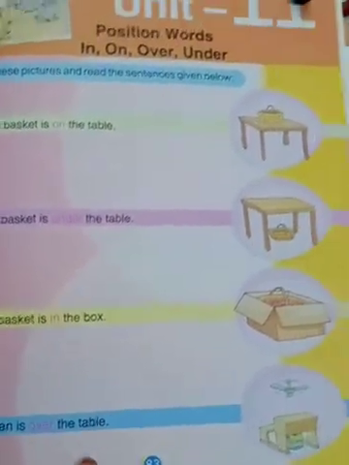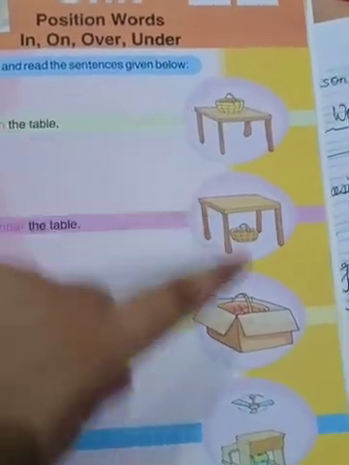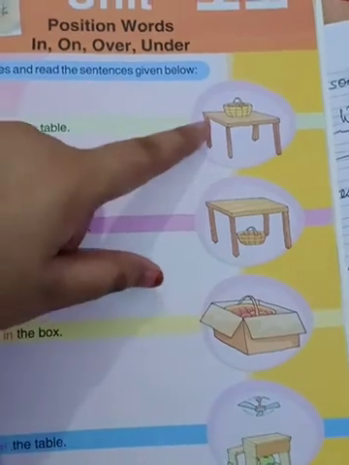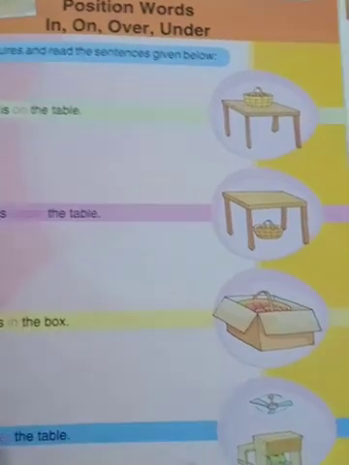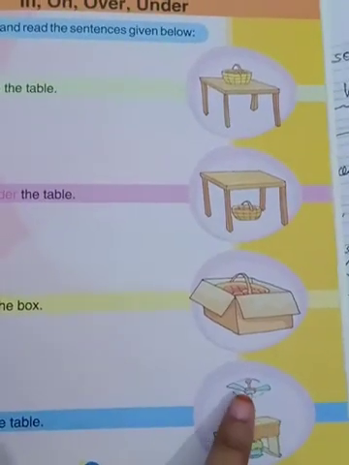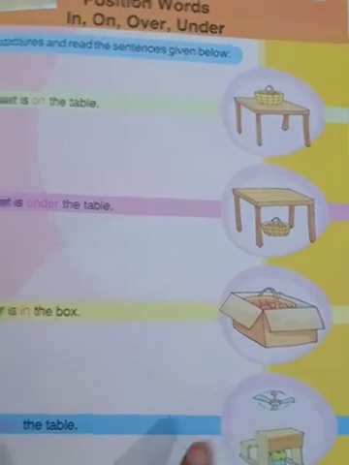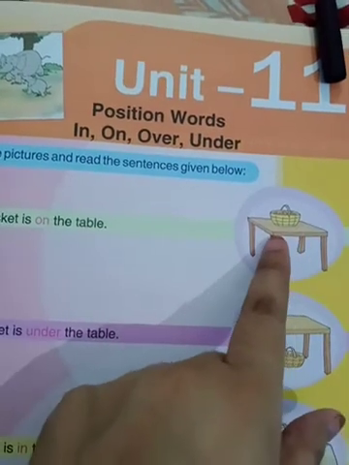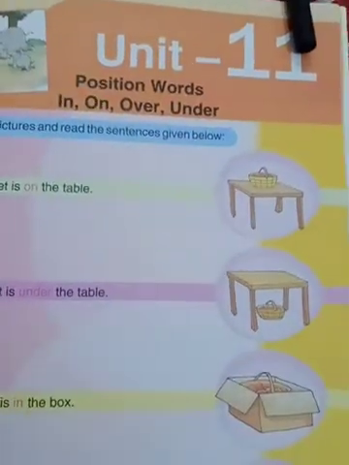The fan is over the table. Over and on, there is a difference. If the thing is touching, then we will write on. But here the fan is not touching the table, so the fan is over the table. And here the basket is touching the table, so the basket is on the table.